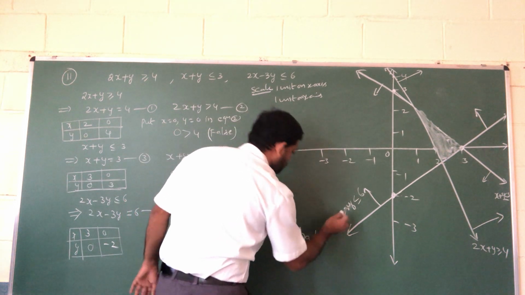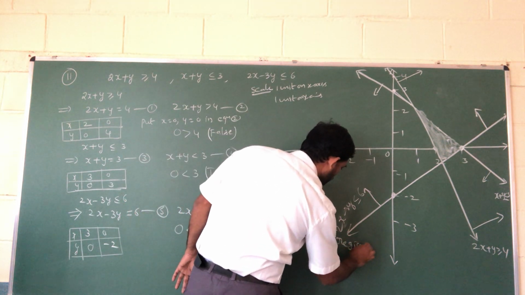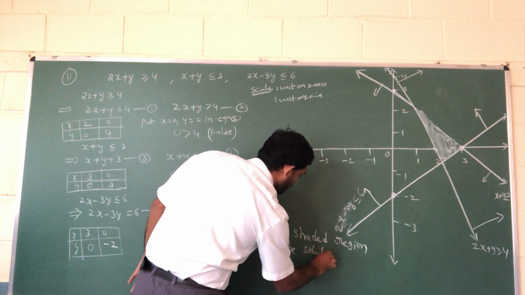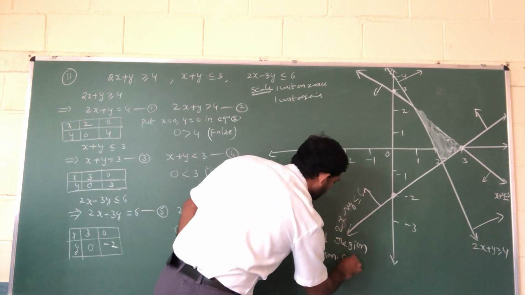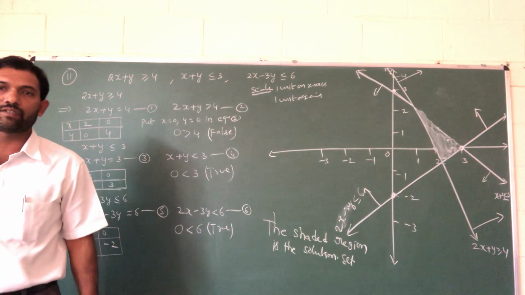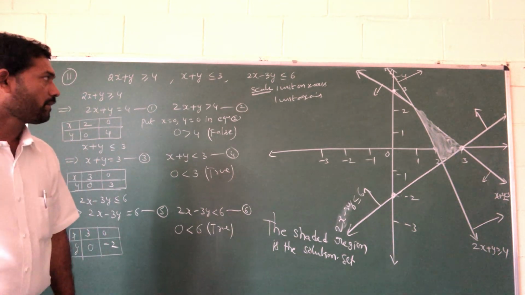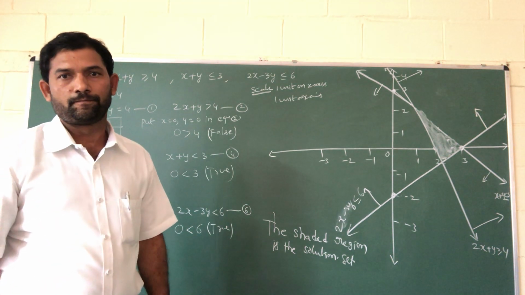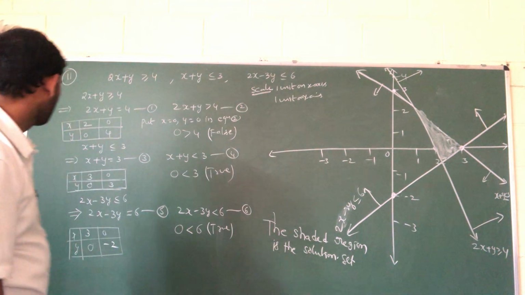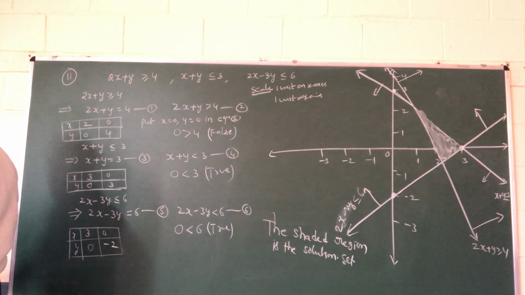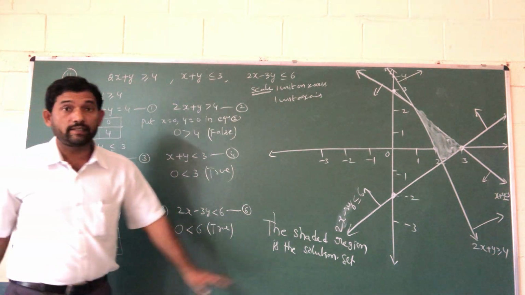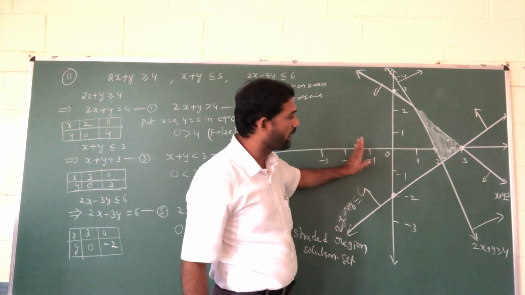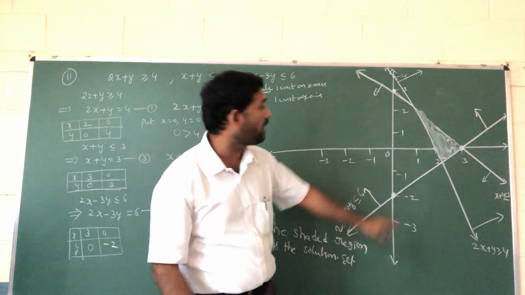The shaded region is the solution set. Note down fast. Each and every identification is very, very important. I am not shading fully, I am just showing the arrow marks. That common region only I am shading.